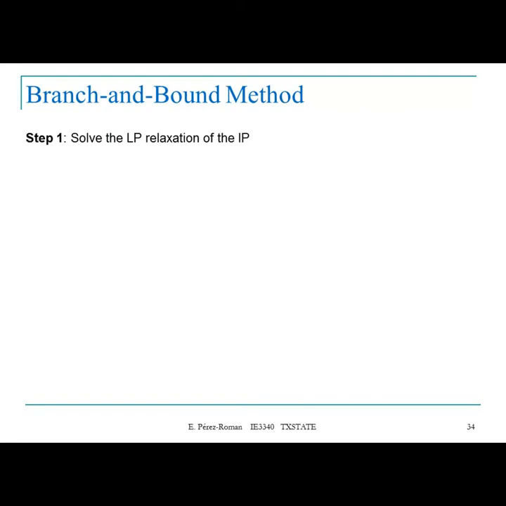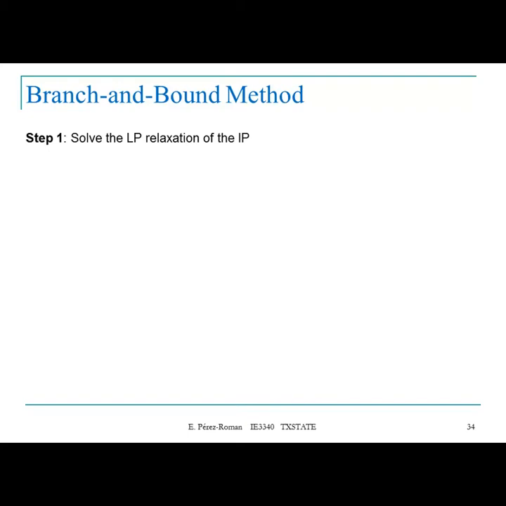So now I'm going to go through the steps for the branch and bound method. And I think all of you have all these notes. So if you can look at the screen, try to follow what I'm going to be doing. I think I will help you more. So the first step is to solve the LP relaxation of the IP. You remember what does that mean?